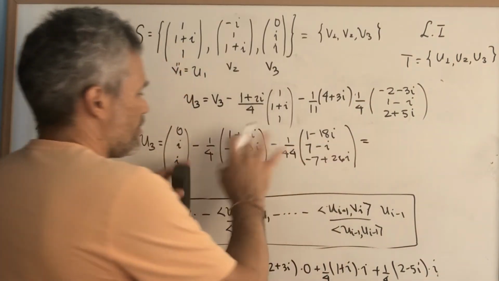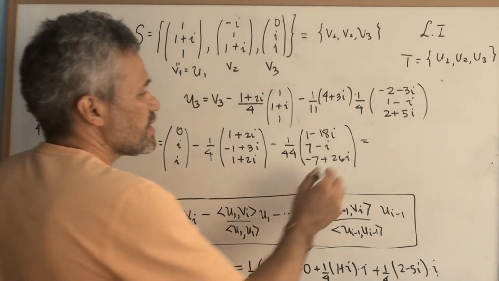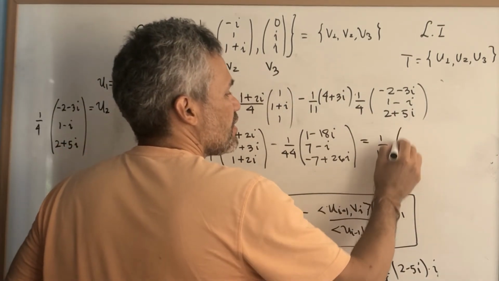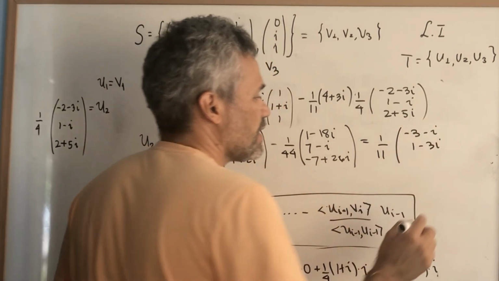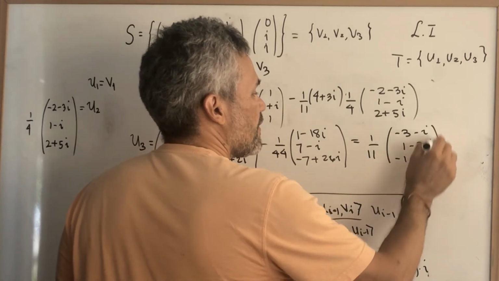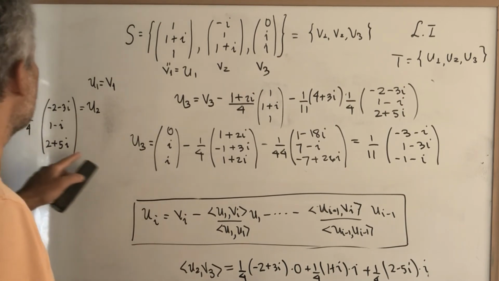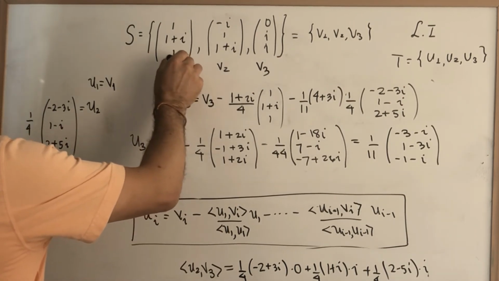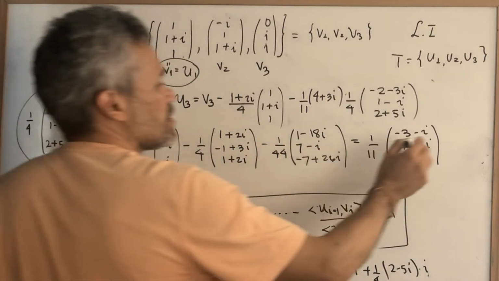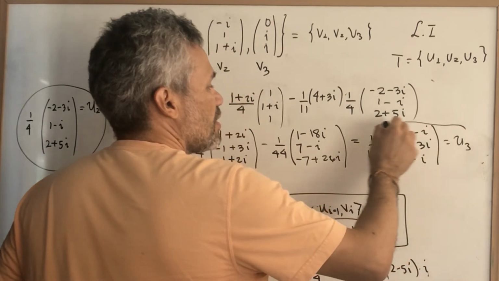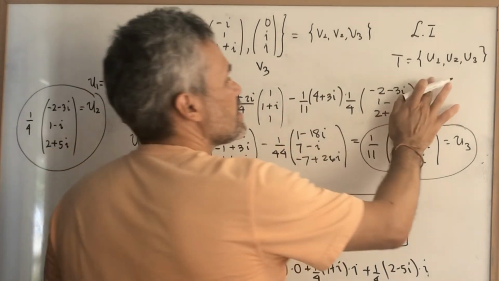And we can do the arithmetic here in the same way that we have been doing this, and then we can check that this is 1 over 11, -3 minus I, 1 minus 3i, -1 minus I. Then we have found the three vectors, u1, which is this, u2, and this is u3. We can check that these three vectors form an orthogonal set.